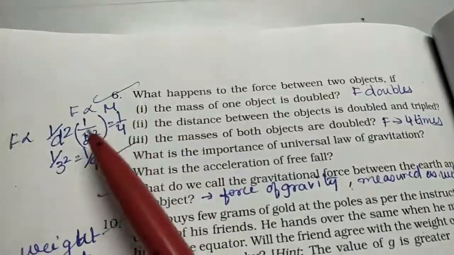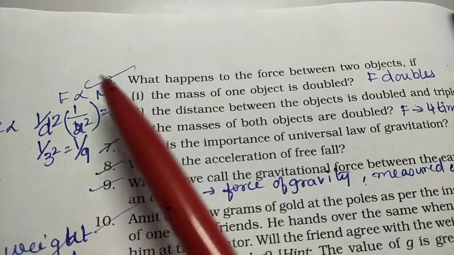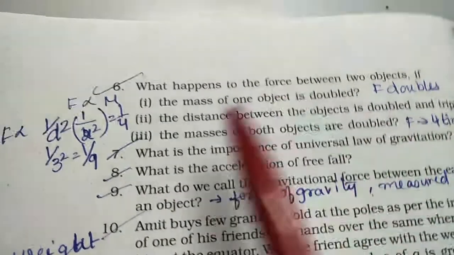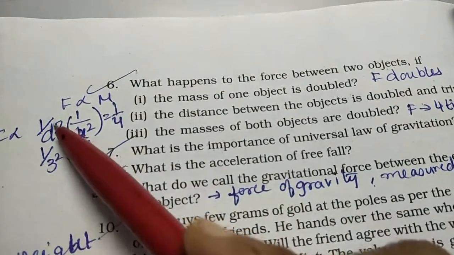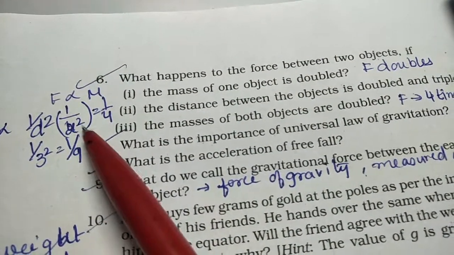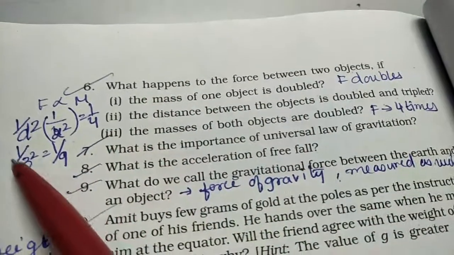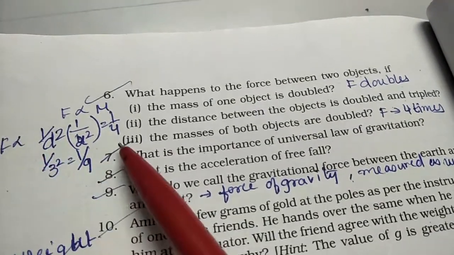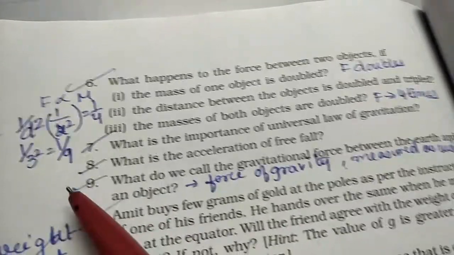Now if you see, force is directly proportional to the mass by the law of gravitation. Okay, so if the mass is doubled, the force also doubles. Now the distance between the objects is doubled, so we have seen F is inversely proportional to the distance square. So when you double it, it becomes 2 square, that is 1 upon 4. So it gets reduced to 1/4. Now if it is tripled, it's 1 upon 3 square, so it becomes 1/9. So the force here becomes 1/4, and the force here becomes 1/9 if the distance is doubled and tripled. Okay, the distance I am talking about.